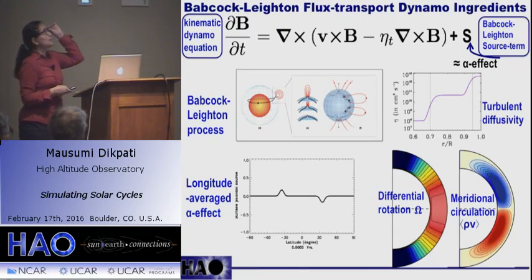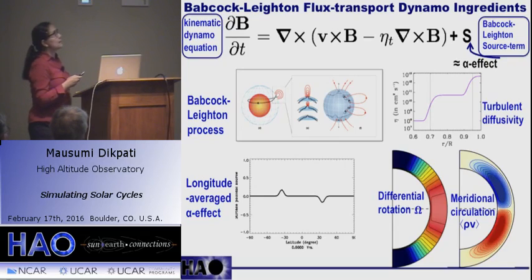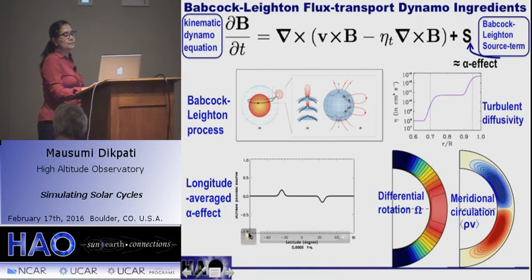The Babcock-Leighton flux transport dynamo model's equation can be given by this in the kinematic regime. B is the mean magnetic field, V is the velocity field, eta is the turbulent magnetic diffusivity, and S is the Babcock-Leighton source term, which is equivalent to an alpha effect. The Babcock-Leighton process I already described in the previous slide. It arises due to the decay of tilted bipolar active regions, and that produces the large scale poloidal fields. This source term, when longitude averaged, produces a pattern like this.